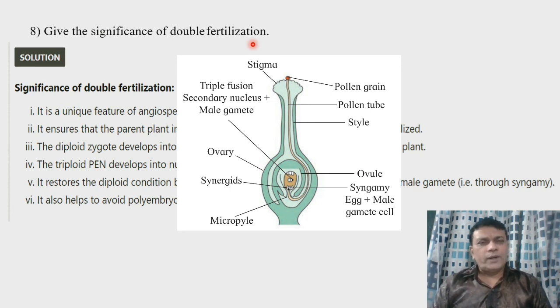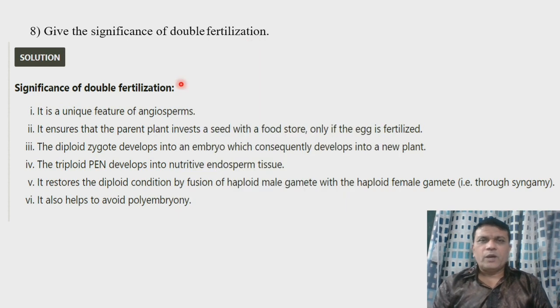So in double fertilization, both the male gametes fuse at two different places. Now the answer, when written, should contain at least 4 significant points and each point will carry half mark. So you will have to write any 4 points of significance.